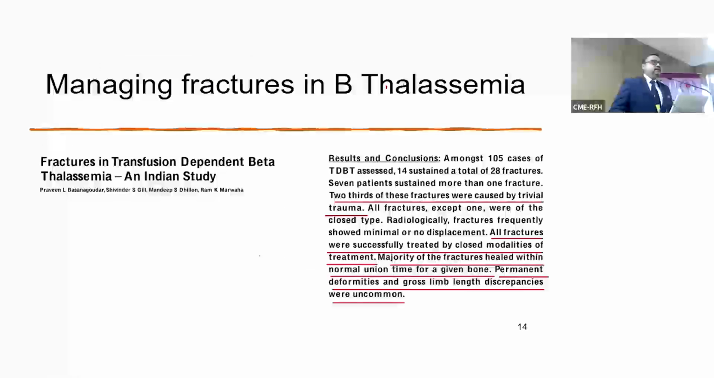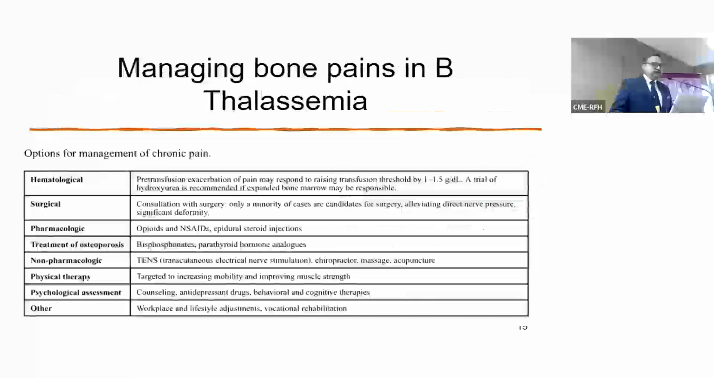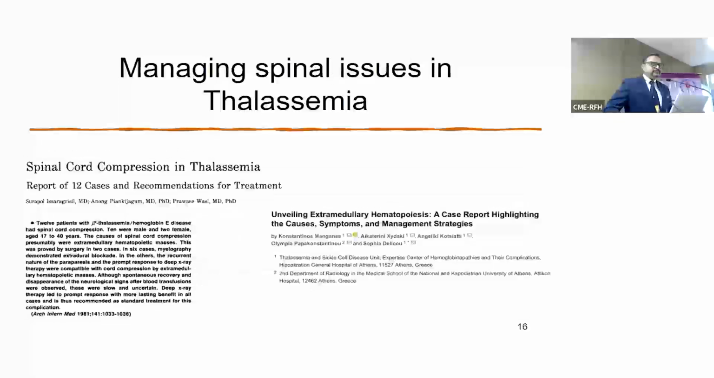Fractures, though they are caused by trivial trauma, luckily most of them are closed, undisplaced, or minimally displaced, and unite with conservative management, and don't really require any form of surgical treatment. Bone pains, again, are very well described as to how you can treat them. With pre-transfusion, you can basically raise the threshold, and pre-transfusion exacerbation can be reduced. Surgical treatment is very, very limited. Pharmacological options are, again, NSAIDs and bisphosphonates, along with physical therapy, rehab, all those kinds of things.